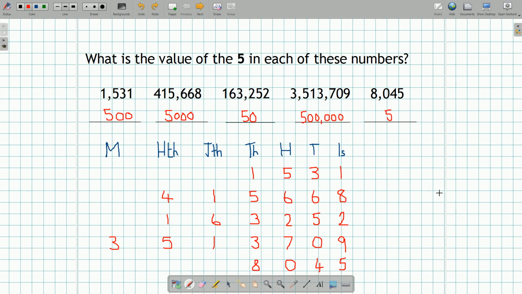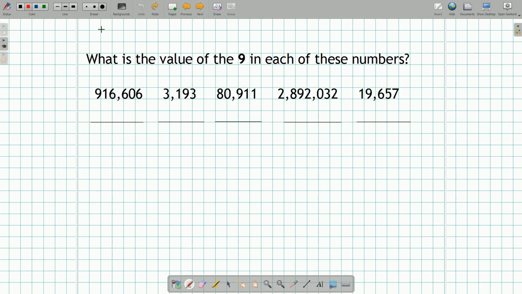You could probably do that in half the time, given that you'll have a pen, and it's much easier to write with a pen than this mouse on the computer. So let's have a look at the next question. What is the value of the 9 in each of these numbers?